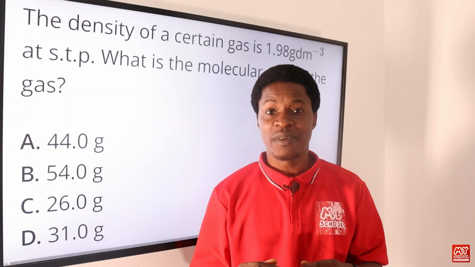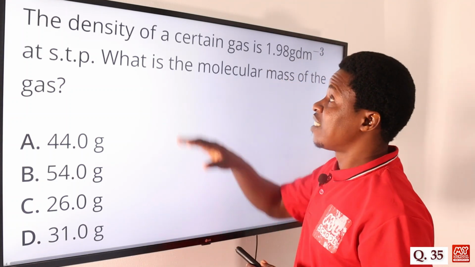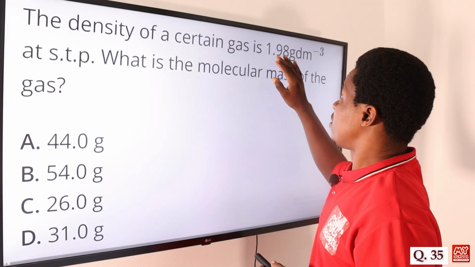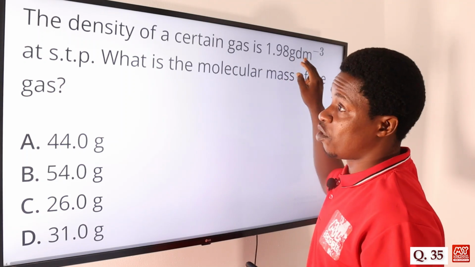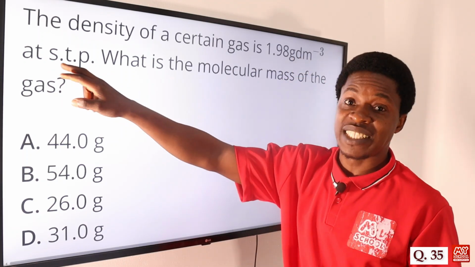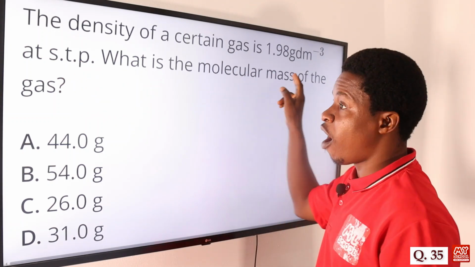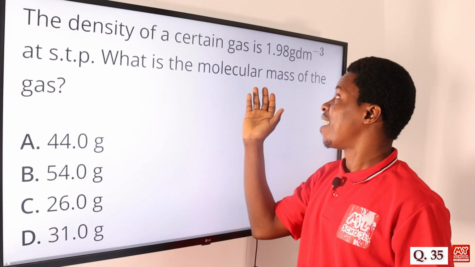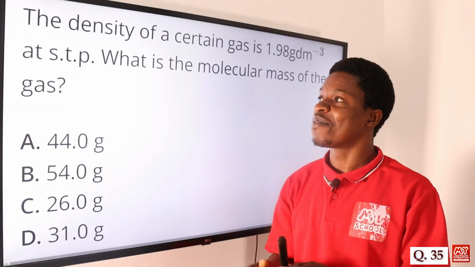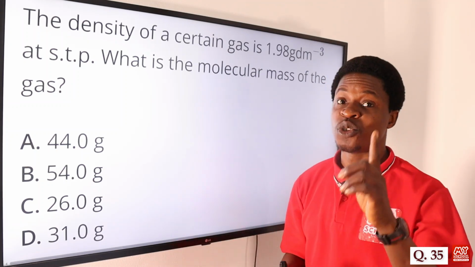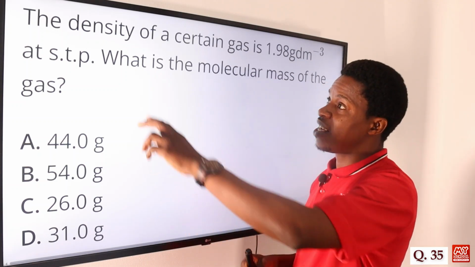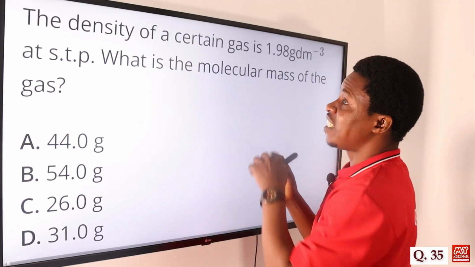Now let's move on to question number 35. The density of a certain gas is 1.98 grams per dm cube at STP. Take note, at STP, standard temperature and pressure. What is the molecular mass of the gas? When we talk about molecular mass, we're also talking about the mass of the particular gas. But you will first agree with me that the density of a certain gas is actually given.